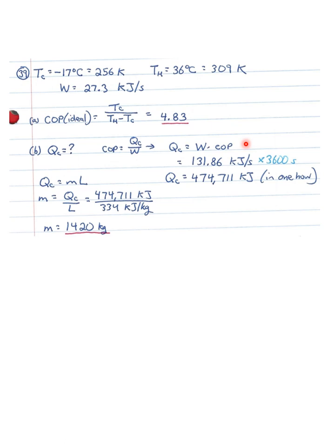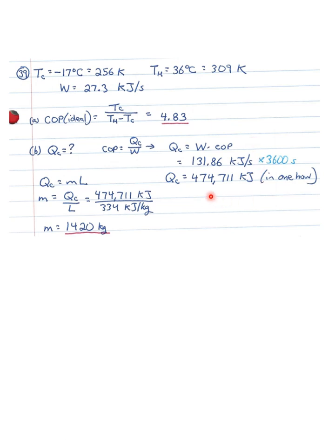And when you take the work, which is 27.3 kilojoules per second, times the coefficient of performance of 4.83, you get 131.86 kilojoules per second. That is the rate, that's the power. The question asks how much heat can be extracted in 1 hour. So we'll multiply by 3,600 seconds.